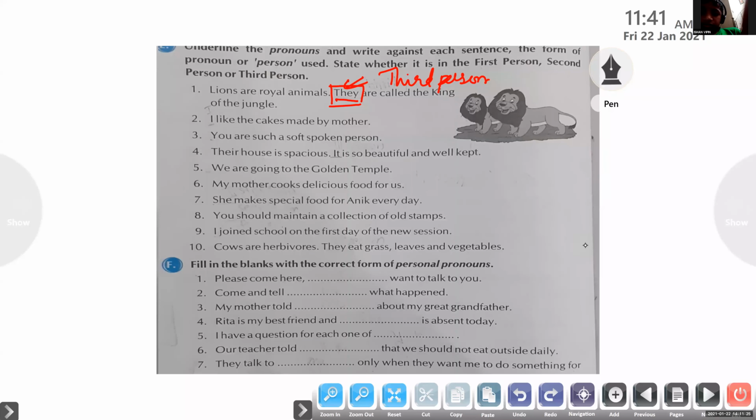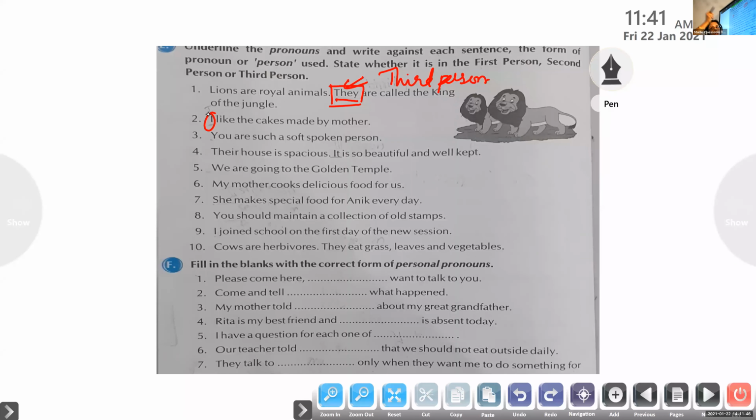Yes. Now, come on. I like the cakes made by mother. Now, pick out the pronoun. Which is the pronoun here used? Pronouns are what we learned about, the 7 main pronouns. So which is the pronoun? I, yes, I is the pronoun.